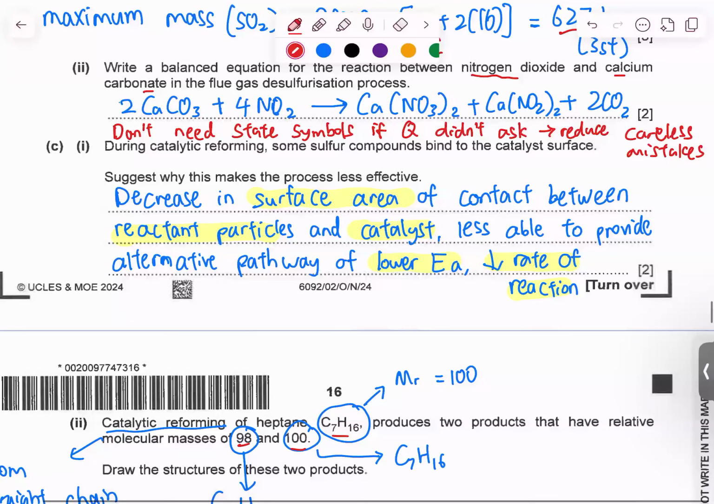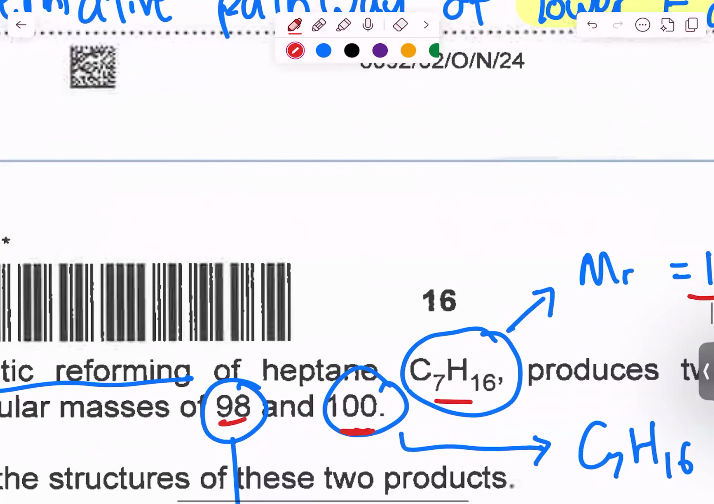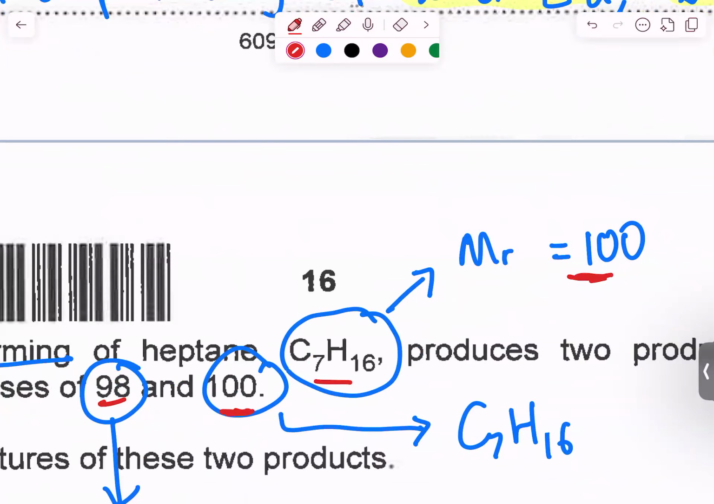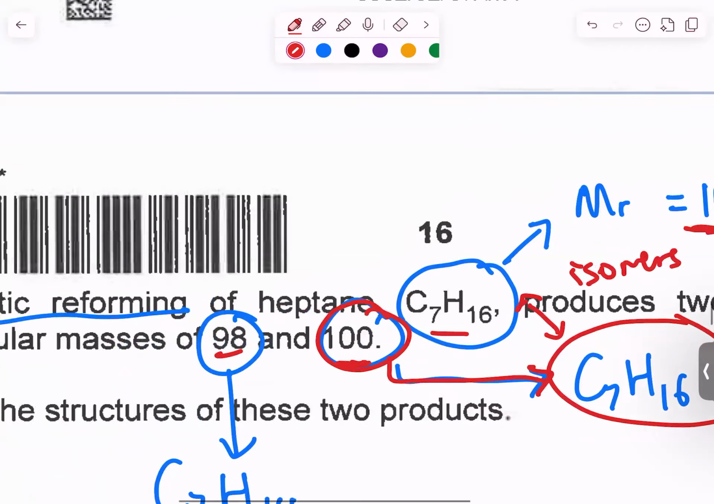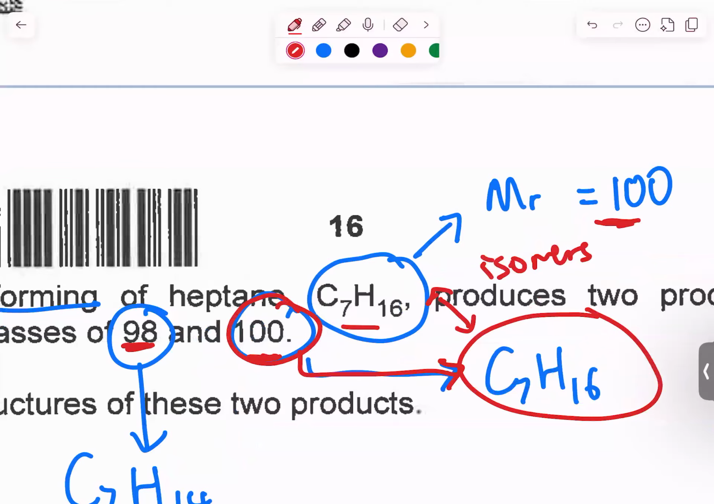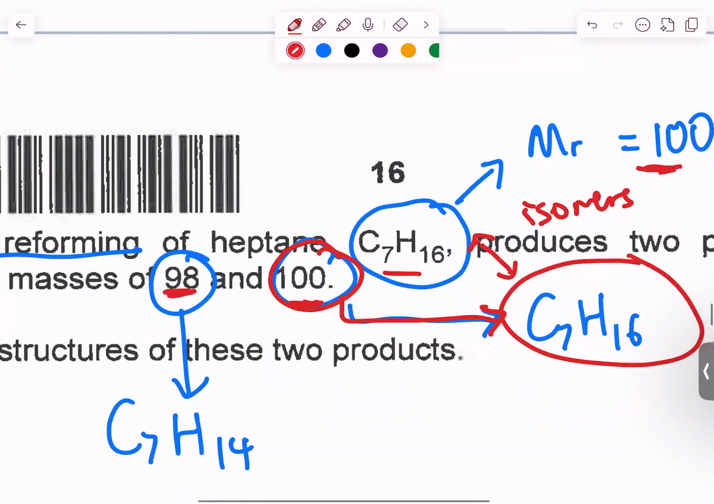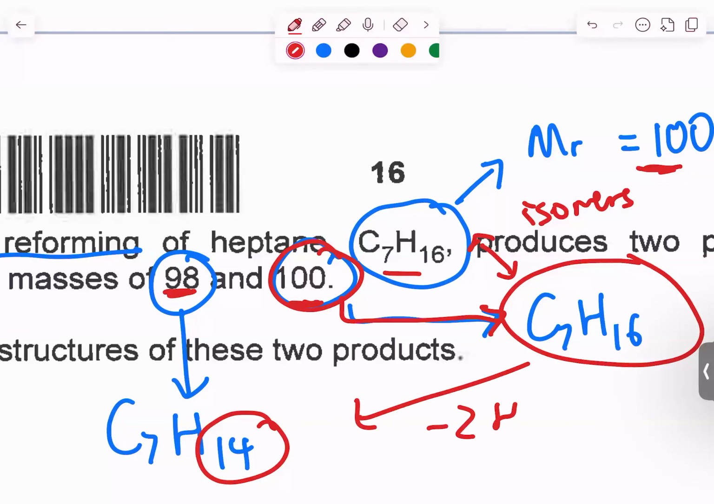Now, catalytic reforming of heptane produces two compounds, of 98 and 100. If you calculate C7H16, you notice that its Mr is 100. And now the question is telling you that it forms a product of molecular mass 100, which is the same as your C7H16 reactant starting material, which suggests that this 100 could correspond to C7H16 as well, which means that these two are likely isomers. Same molecular formula, but different structural formula. Then what about the 98? If C7H16 is 100, 98 must be C7H14 because I take away two hydrogens.